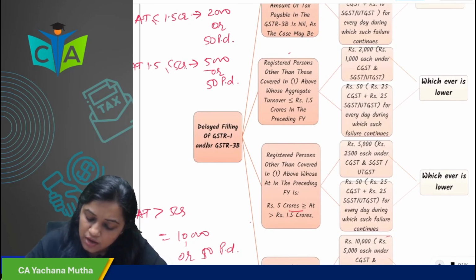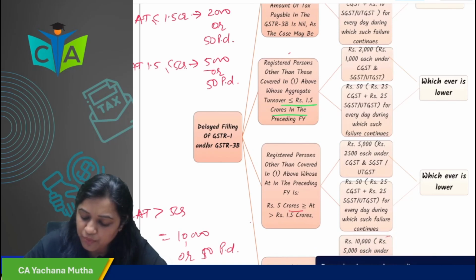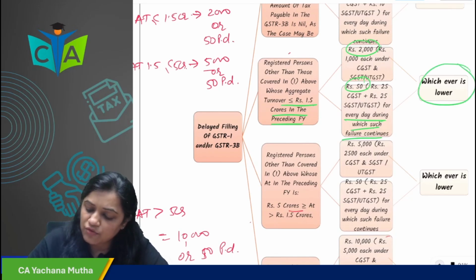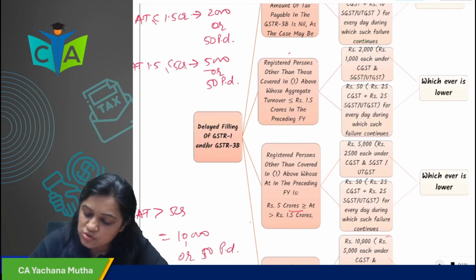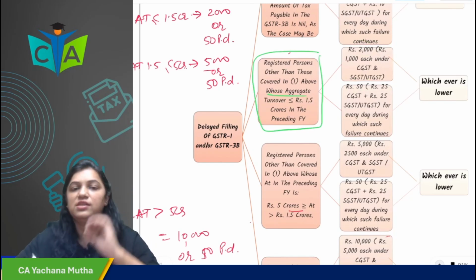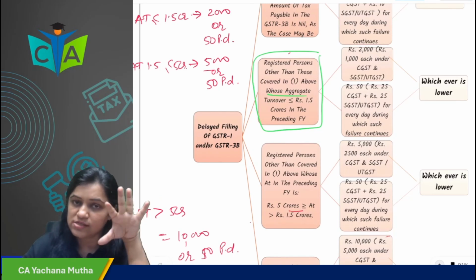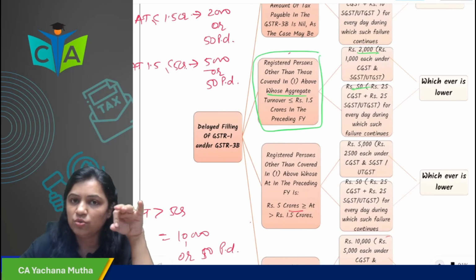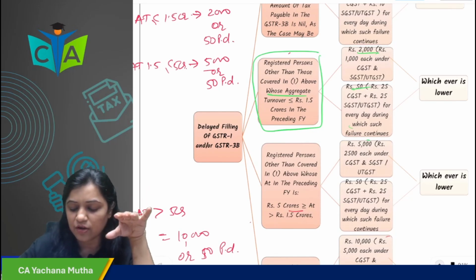Now if you are a registered person other than one above, and whose aggregate turnover is less than or equal to 1.5 crore in the preceding financial year, in that case 2,000 rupees or 50 rupees per day during which such failure continues, whichever is lower. So if you are a registered person other than one above and your aggregate turnover is less than or equal to 1.5 crore, in that case 2,000 rupees or 50 rupees per day during which such failure continues, whichever is lower.